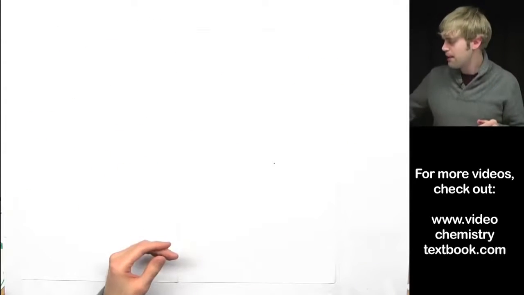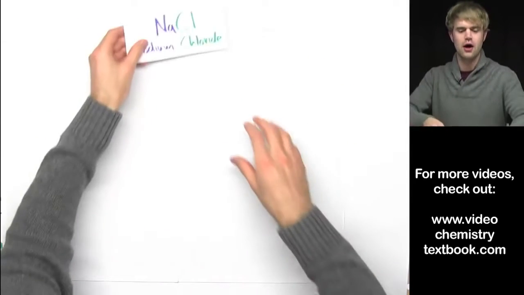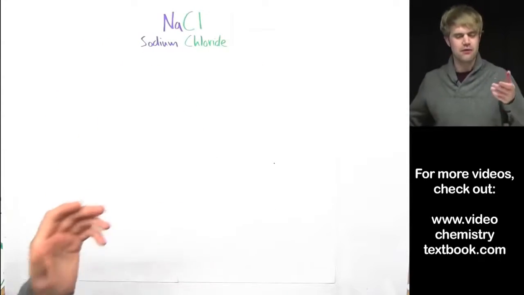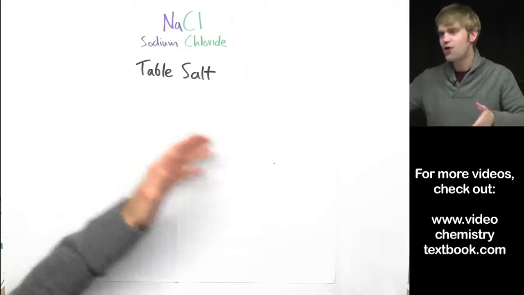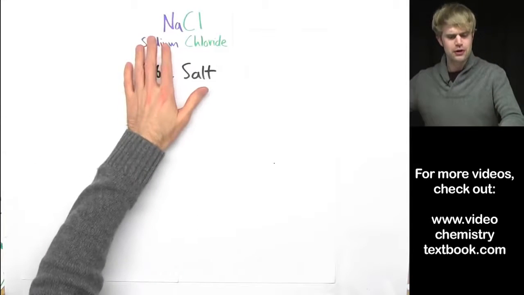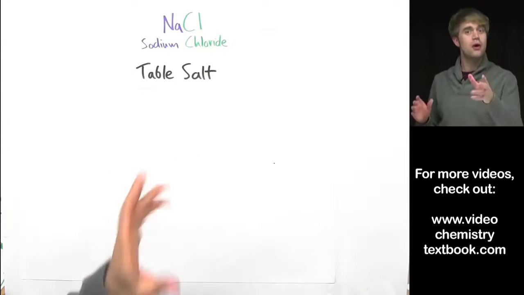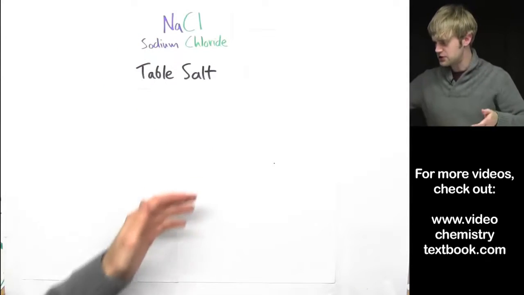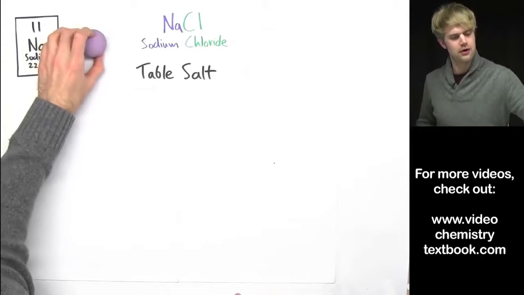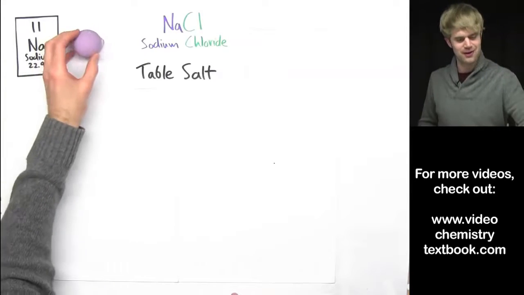To learn more about ionic bonds, we are going to focus on a chemical called sodium chloride. Sodium chloride is a fancy scientific name for table salt. It's the stuff that you put on your food. Sodium chloride is made of two types of atoms. We have sodium. Here's its symbol from the periodic table, and here is a sodium atom right here.